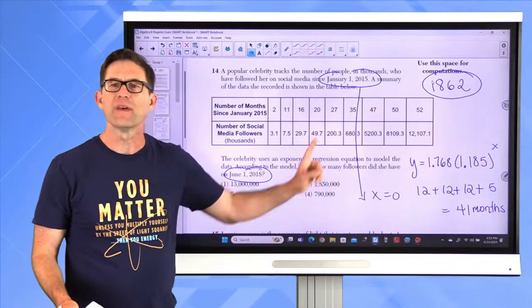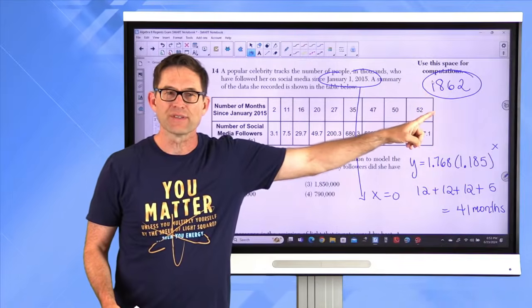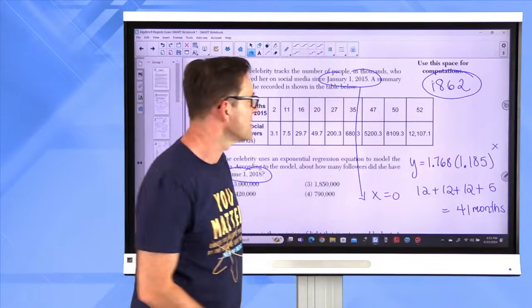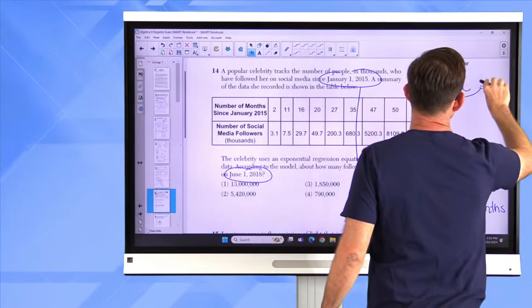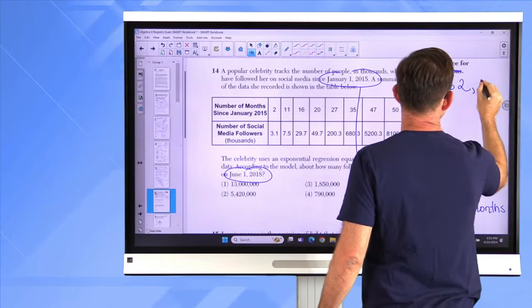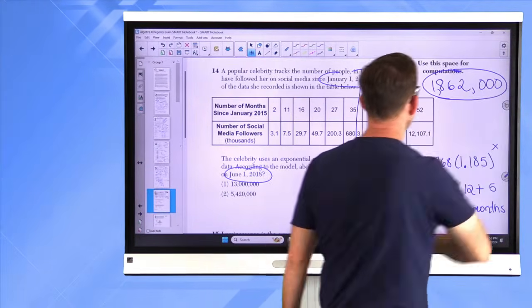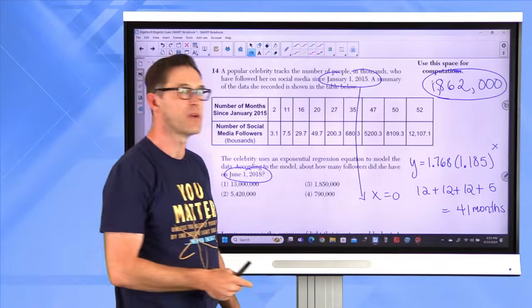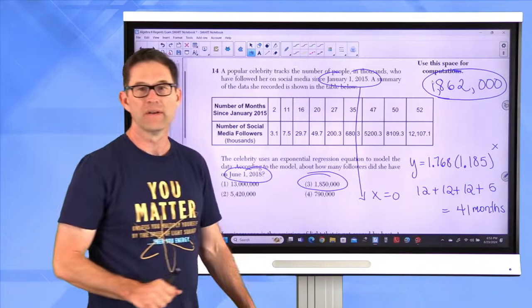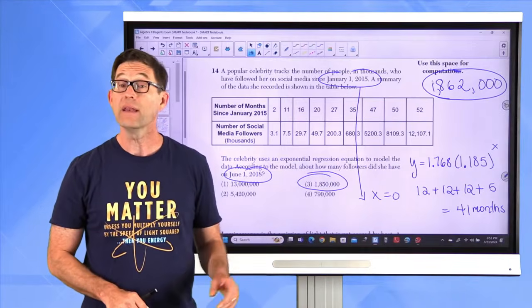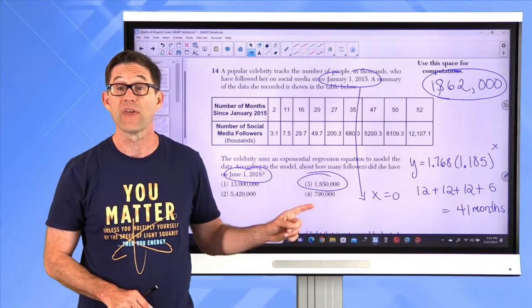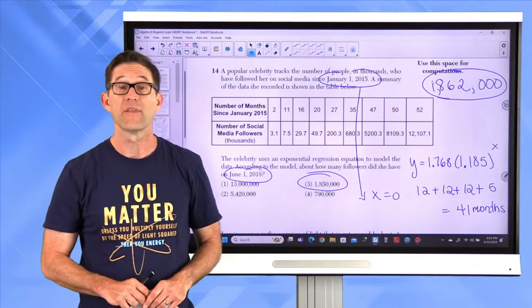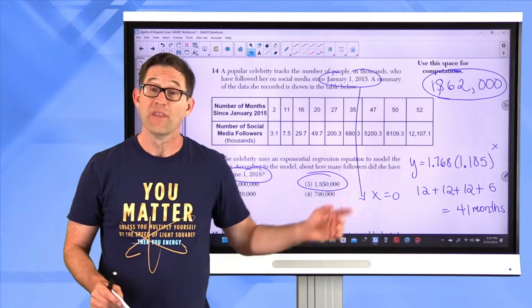1,862, except this is in thousands of followers. That's not how many followers she has. That's how many thousands of followers she has. So if you actually want to know how many followers she has, you tack on another 3 zeros and you have 1,862,000 followers. Which one of these is closest to 1,862,000? Well, that one, 1,850,000. And it is almost exactly 1,850,000 if you took the exponential regression equation and used absolutely every decimal place that the calculator gives you.